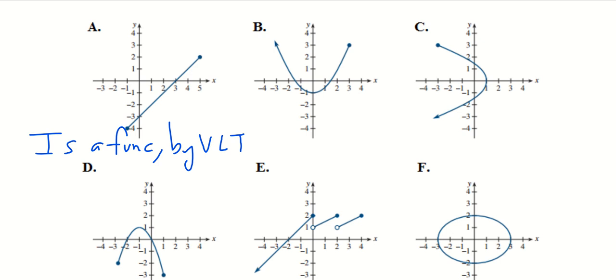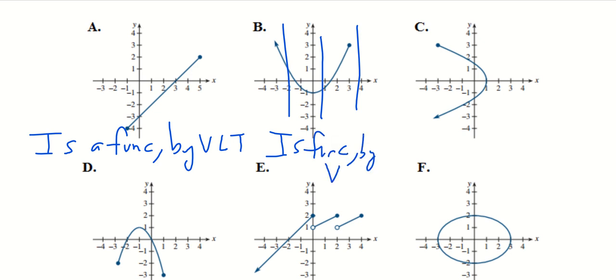Very similar in part B, you can draw a bunch of different vertical lines just to get a feel for what's happening here, but no vertical line will intersect the graph of the function in B more than once, so that is a function by the vertical line test.